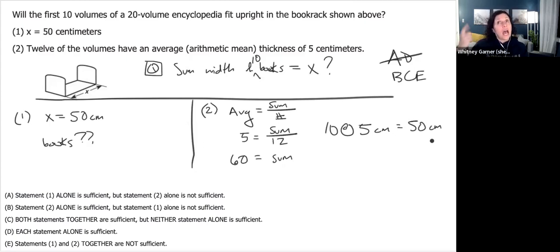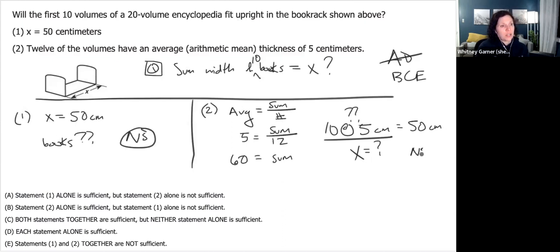However, I don't know how wide the bookcase is. I also don't know if all of my books are the same thickness. They didn't tell me they were. They didn't say the first 10 volumes of a 20 volume encyclopedia where all the volumes are the same width or thickness. They didn't tell me that. So from statement 2, I not only don't know X, I don't know how wide any of my books are. So still not sufficient.